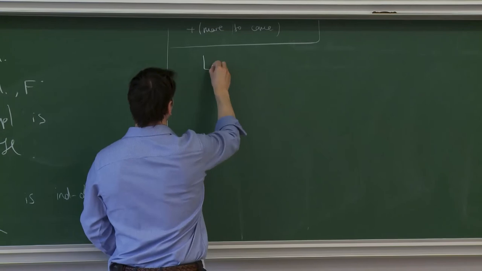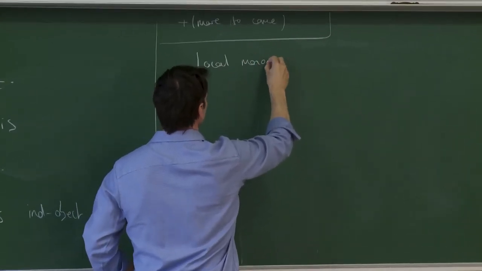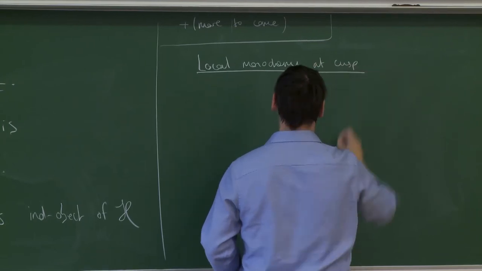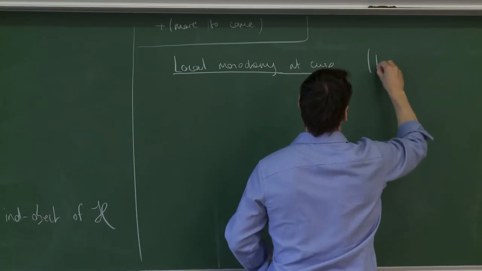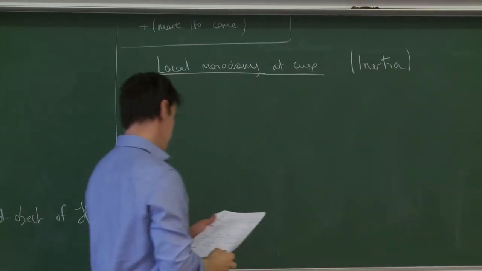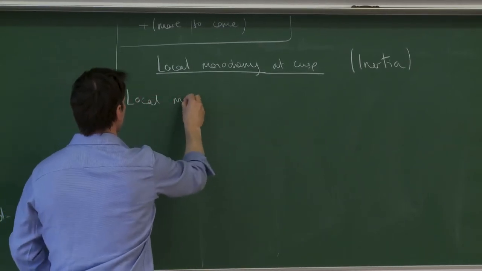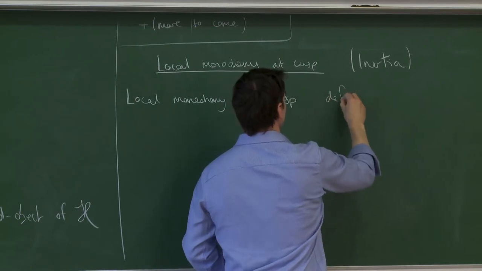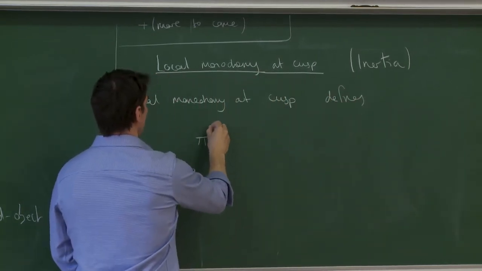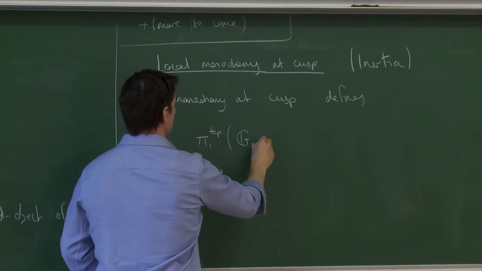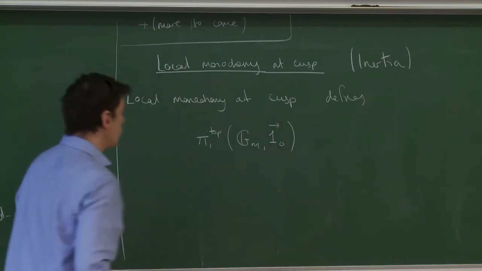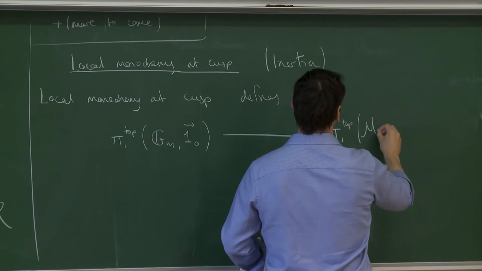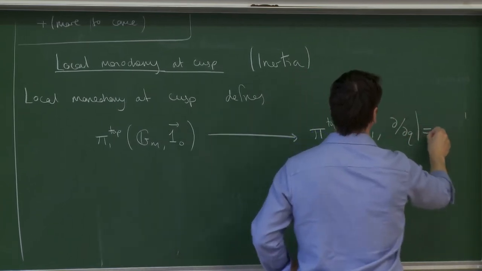But something that seems completely trivial, but again is also extremely important, is the local monodromy at the cusp. I sometimes call this inertia, for reasons that will become clear. So the local monodromy at the cusp defines a map from the topological fundamental group of G_m, the tangent vector 1 at 0, into the topological fundamental group of M_{1,1} at d/dq, which is just SL2(Z).